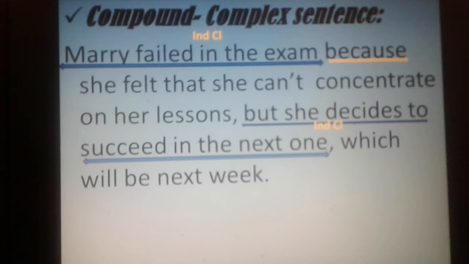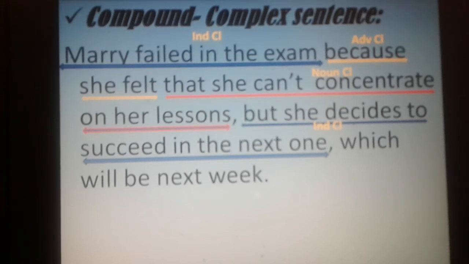She felt that she can't concentrate on her lesson. Because she felt, it's another verb clause. Felt, it's a verb, and she, it's the subject. That she cannot concentrate on her lesson, it's a noun clause. It's a noun clause functioning as an object of the verb felt. Because gives us the reason for failing in the exam, because is an adverb clause. That she can't concentrate on her lesson, it's an object of the verb felt.